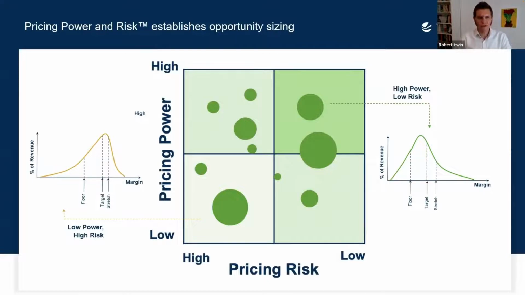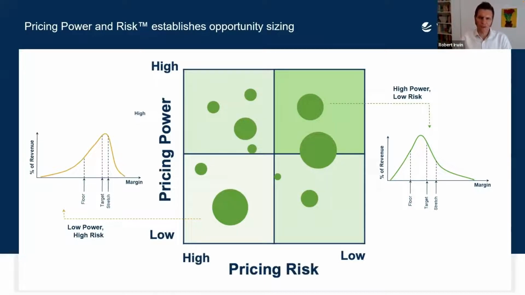Conversely, if I have low power and high risk, I will see the algorithm be probably more conservative about the recommendations. This is where you may want to maintain your pricing rather than pushing hard. And it's this differentiation, first of all, at the segment level, understanding that willingness to pay is different by segment, and then the layer of power and risk that really drives optimal targets being delivered to the sales team from this model.